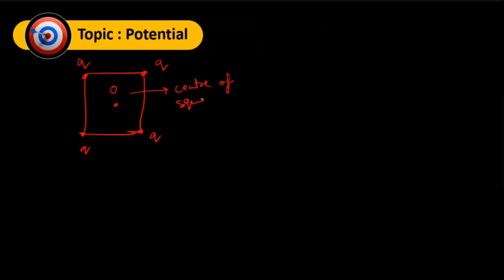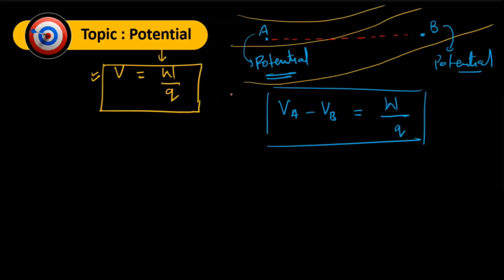So suppose, again, there are four charges kept at the corners, and the examiner says what is the potential at point O, where O is the center of the square. This is like a question. So potential is work done per unit charge.